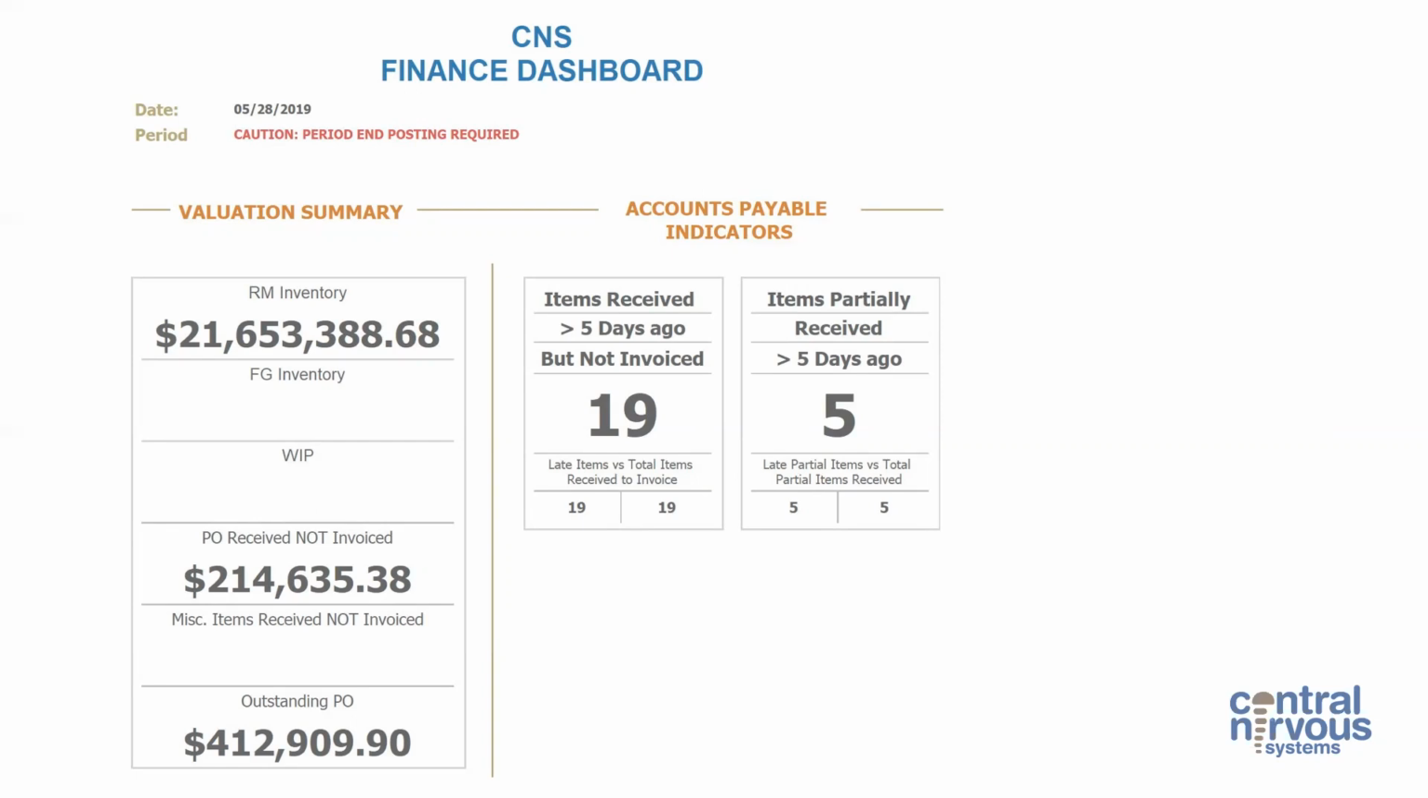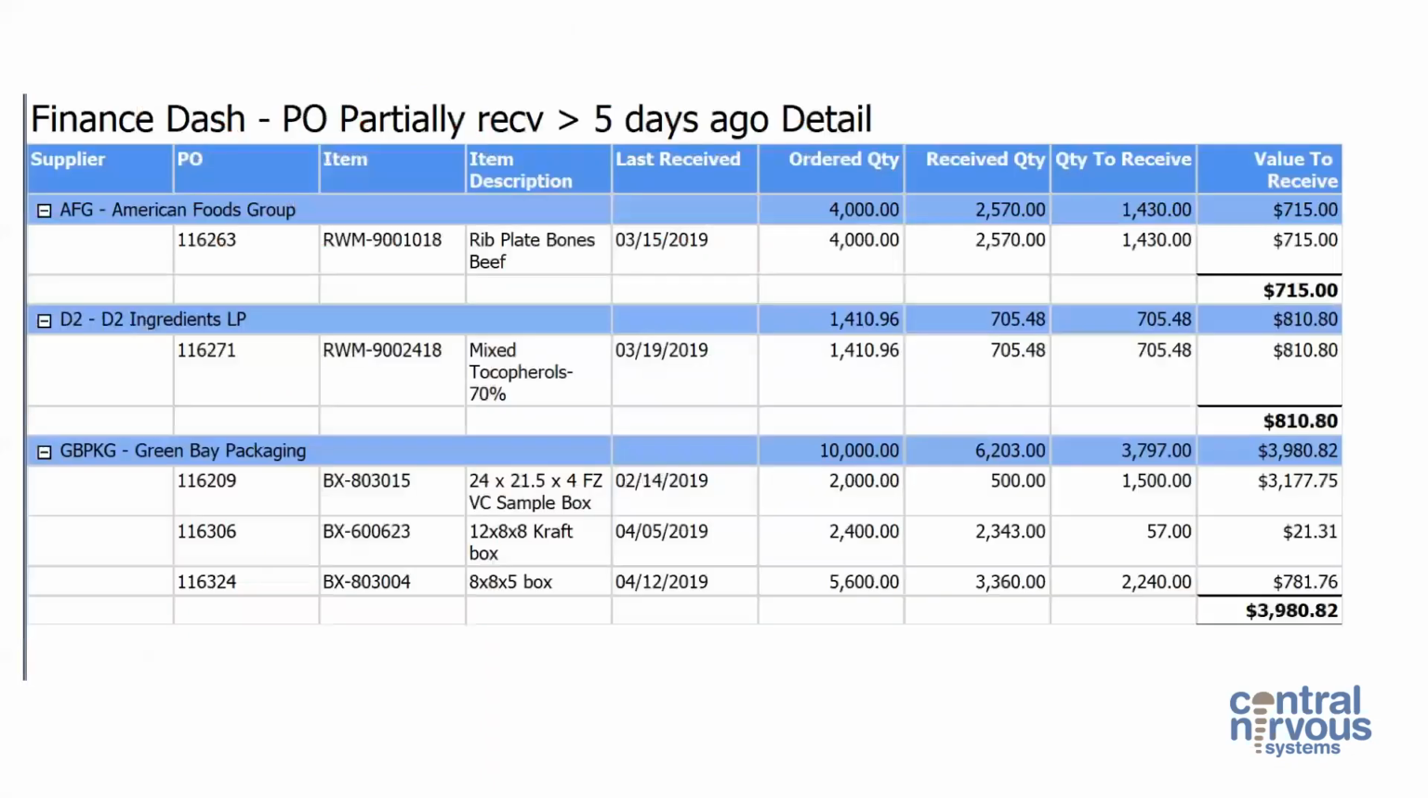Now, the good thing about SQL Reporting Services is all of these items that you see on the screen can be clicked on to give me more information. So if, for instance, I was to click on the POs partially received greater than 5 days ago, which you'll see on the right-hand side of the screen, if I clicked on that, I would get this, and it would automatically bring up the details of that.